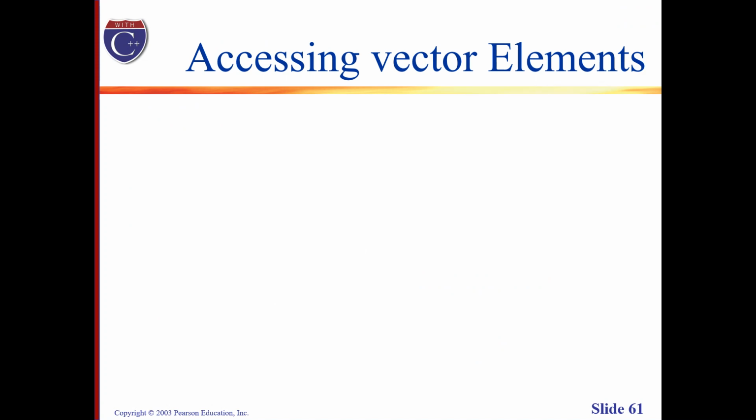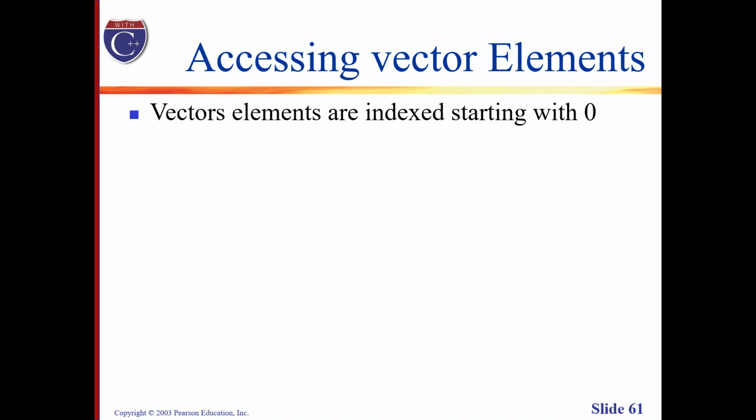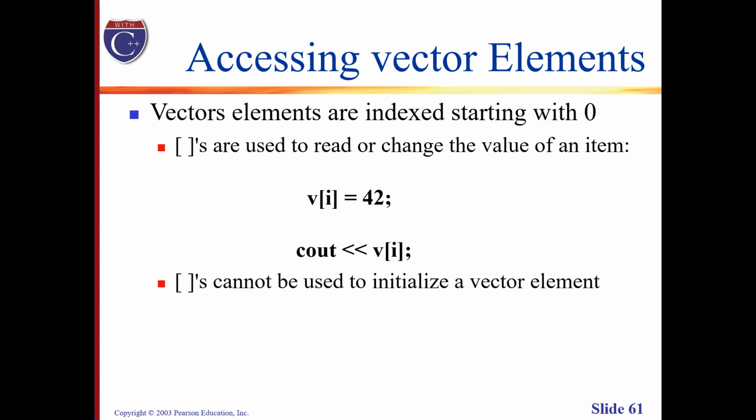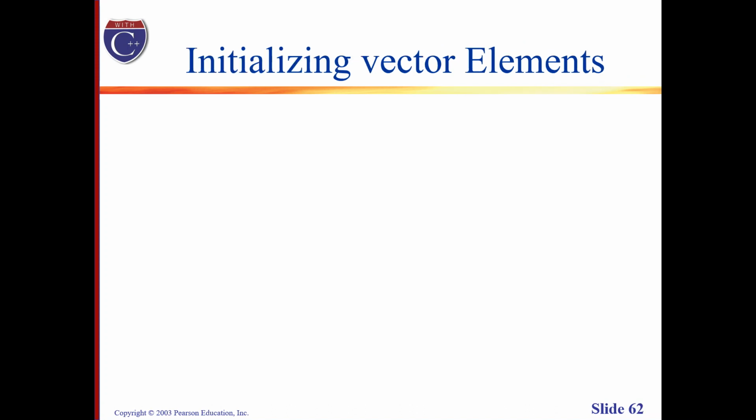Now, how do we access vector elements? Vector elements are indexed starting with 0, just like your arrays. The brackets are used to read or change the value of an item. For instance, we can assign the following index location with the value 42, and we can also display its output by referring to its index number. Brackets cannot be used to initialize a vector element.